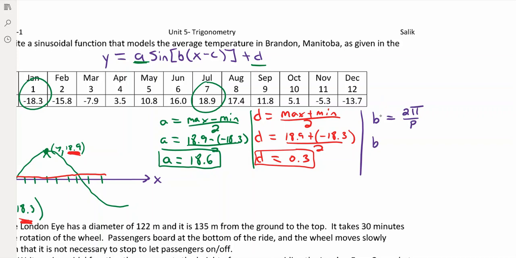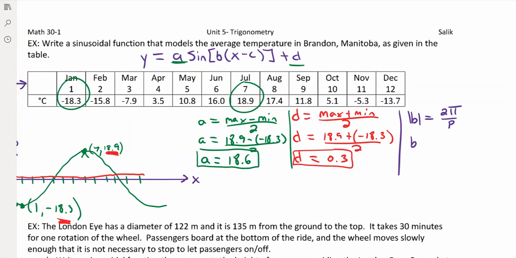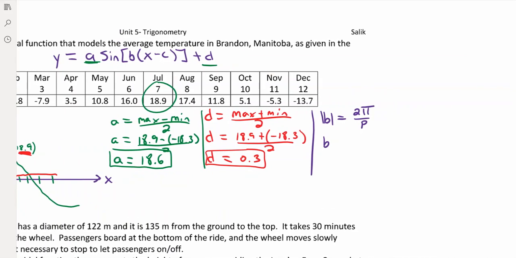Now the question is, what would the period be for a calendar year? Well, 12, right? It's going to be 12 months. So this is going to be 2 pi divided by 12. So in the end, our B value would be just pi over 6. Now, you might be saying, but couldn't we have done this in degrees?